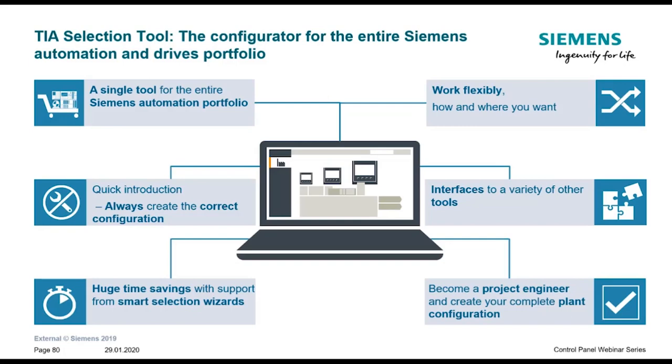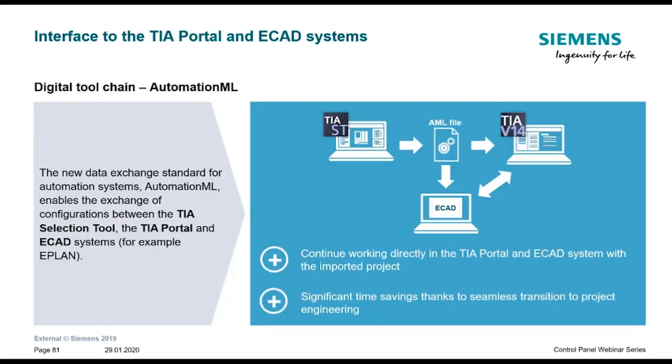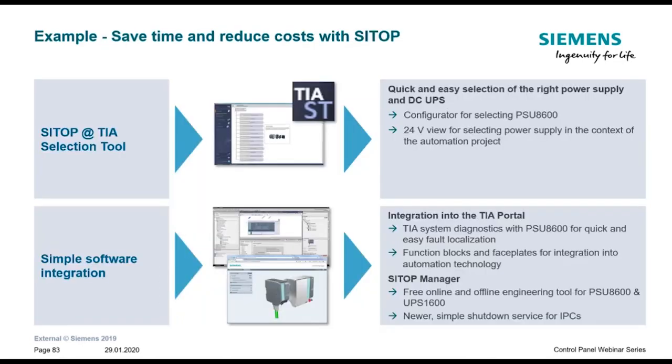siemens.com/simaris-therm. I'm showing you 3 of the SIMARIS tools and now I want to show you a fourth, but this is actually what we call the TIA Selection Tool. Maybe you have heard about it. This is actually the configurator for the entire Siemens automation and drive portfolio. The tool actually allows you to work in a really flexible way when and wherever you are. It gives you an interface to a wide range of other tools and it's really easy to use. It's a single tool for the entire Siemens portfolio in automation and low voltage products, has interfaces to other types of tools, and you can become a project engineer with an easy and complete plant configuration. Huge time savings and smart selection wizards.